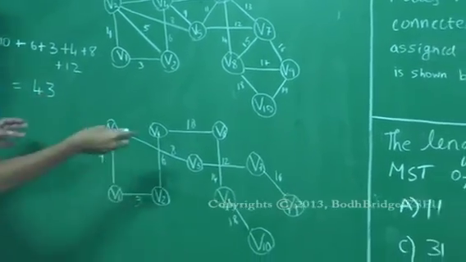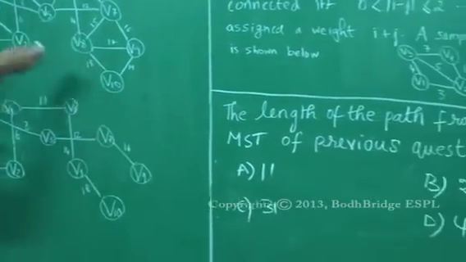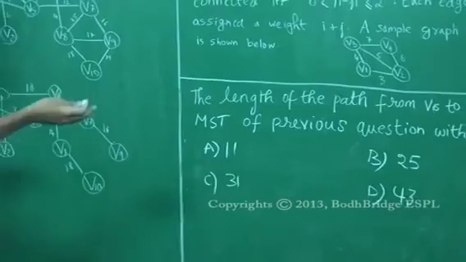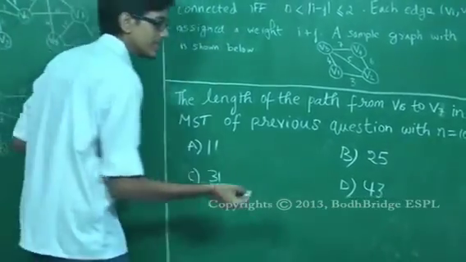So the length of the path between V6 to V7 in such a graph with n equal to 10 is 43. Therefore option D 43 is the right answer.